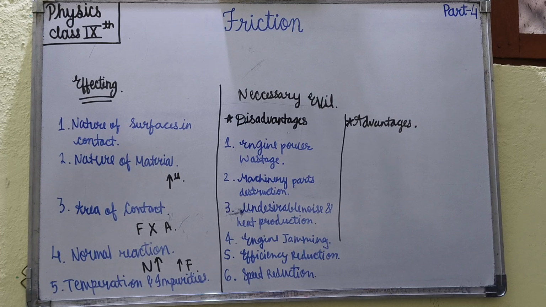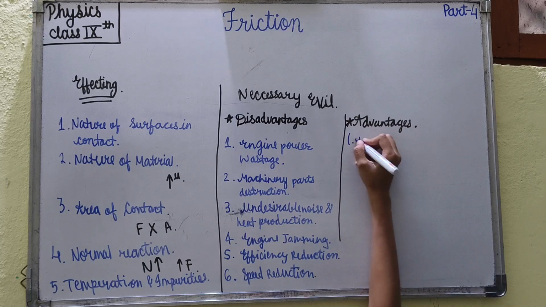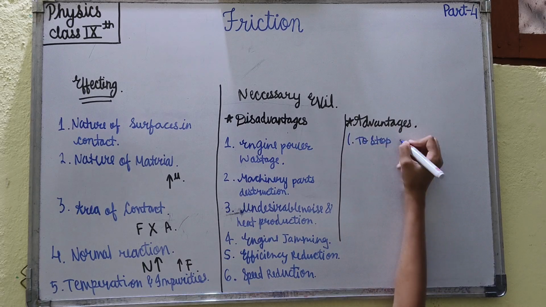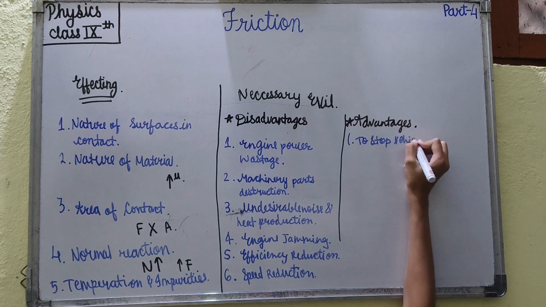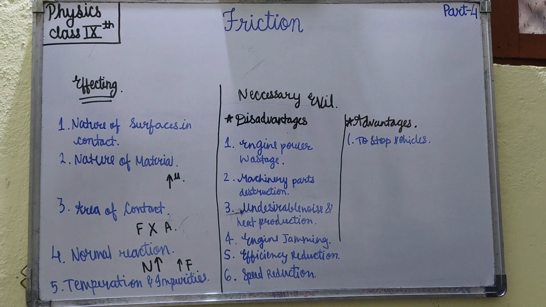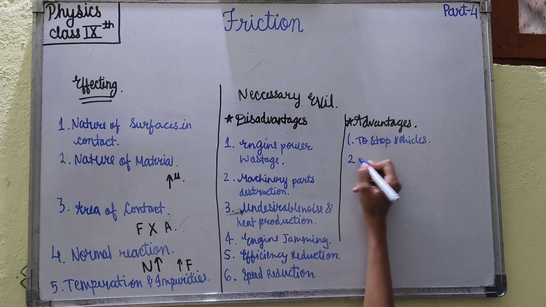Now, advantages of friction. First, to stop vehicles. Because of friction only, we can stop the vehicles. We apply brakes, it causes friction, and then only the vehicle stops. Otherwise, we will not be able to use vehicles. Second, to write.